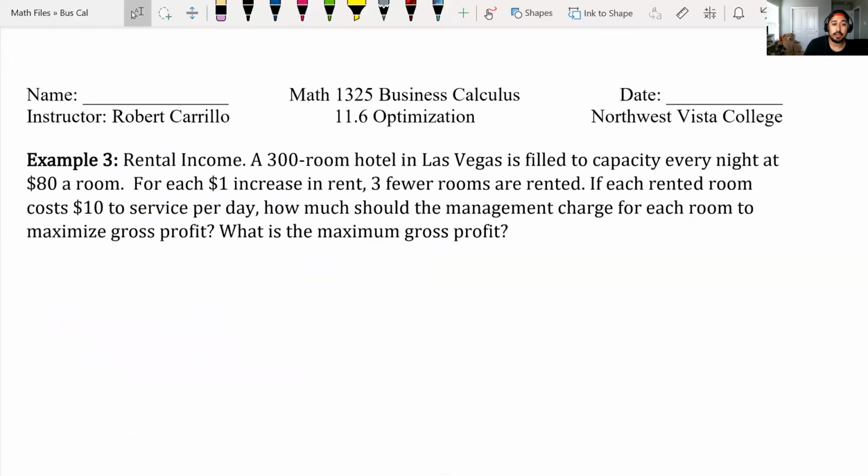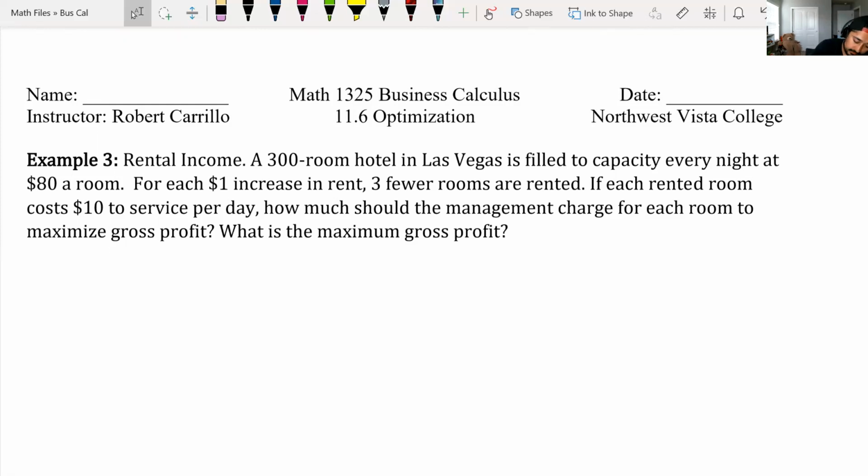Rental income. A 300-room hotel in Las Vegas is filled to capacity every night at $80 a room. For each $1 increase in rent, 3 fewer rooms are rented. If each rented room costs $10 a service per day, how much should the management charge for each room to maximize gross profit? And what is the maximum gross profit? So again, gross profit is the same as revenue.